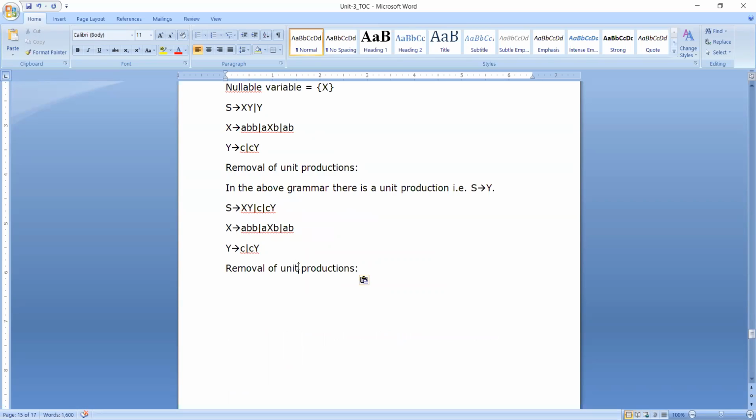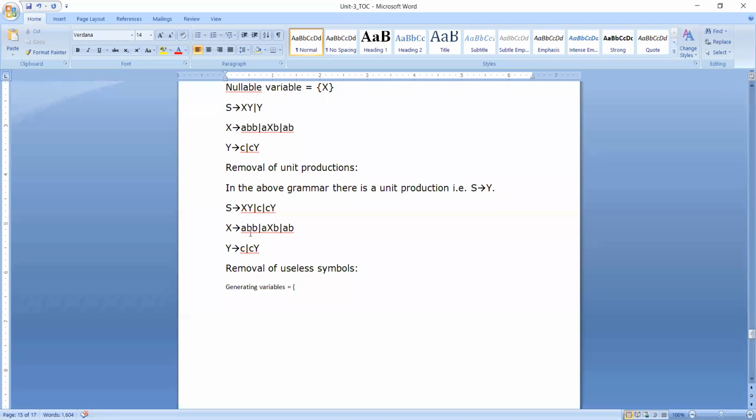So removal of useless variables or symbols. First we need to identify what are the generating variables. So what are the generating variables? How many variables are there? First of all, check. We have capital S, we have capital X, we have capital Y.